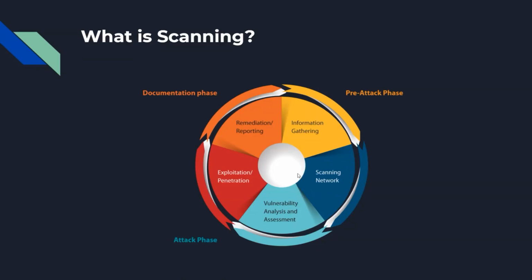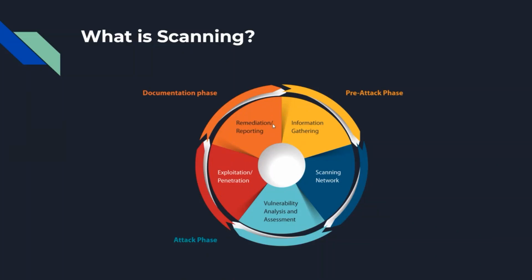Network scanning includes scanning for vulnerabilities, and with those vulnerabilities we will try to exploit and hack the system. These two phases come under the pre-attack phase. The attack phase includes vulnerability analysis: we analyze the vulnerabilities we got in the scanning phase, and based on that we prepare the payloads. After the payload, we exploit the system or machine. After that, whatever vulnerabilities we have come across, we try to remediate. This is what an ethical hacker does in an organization.